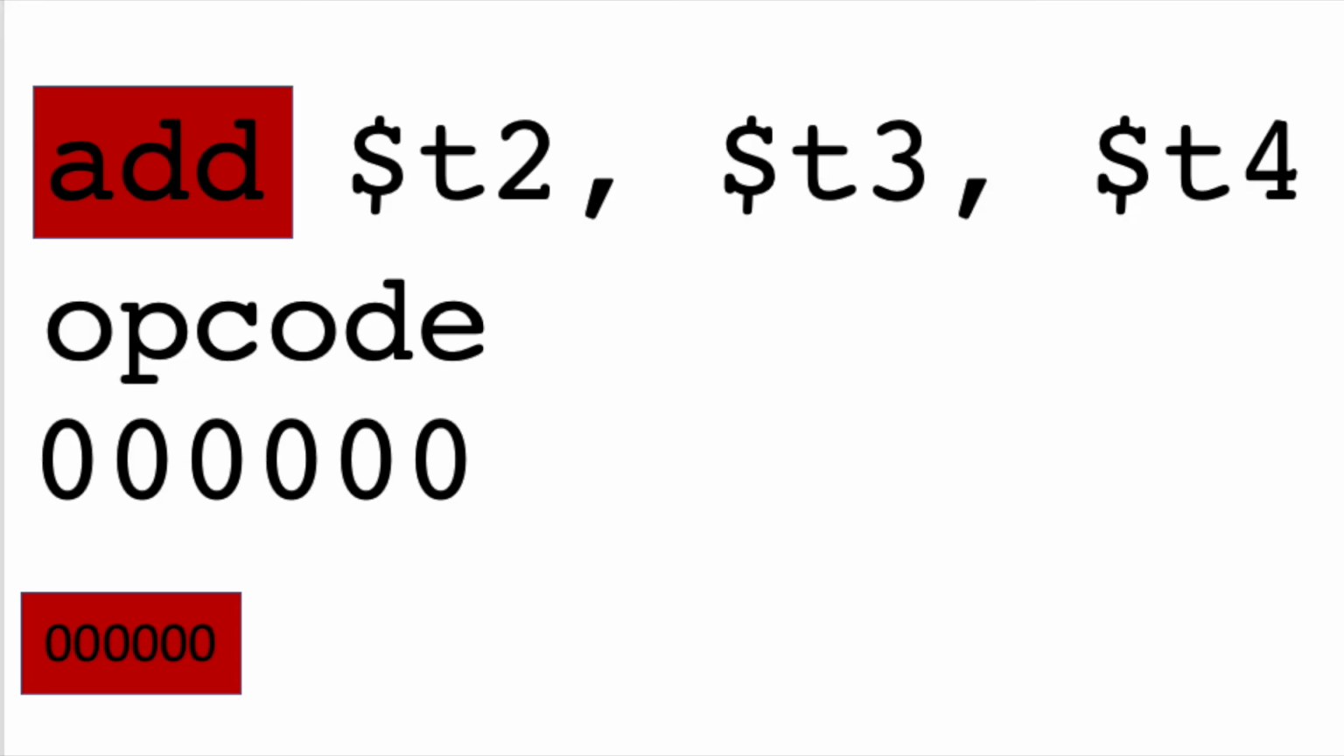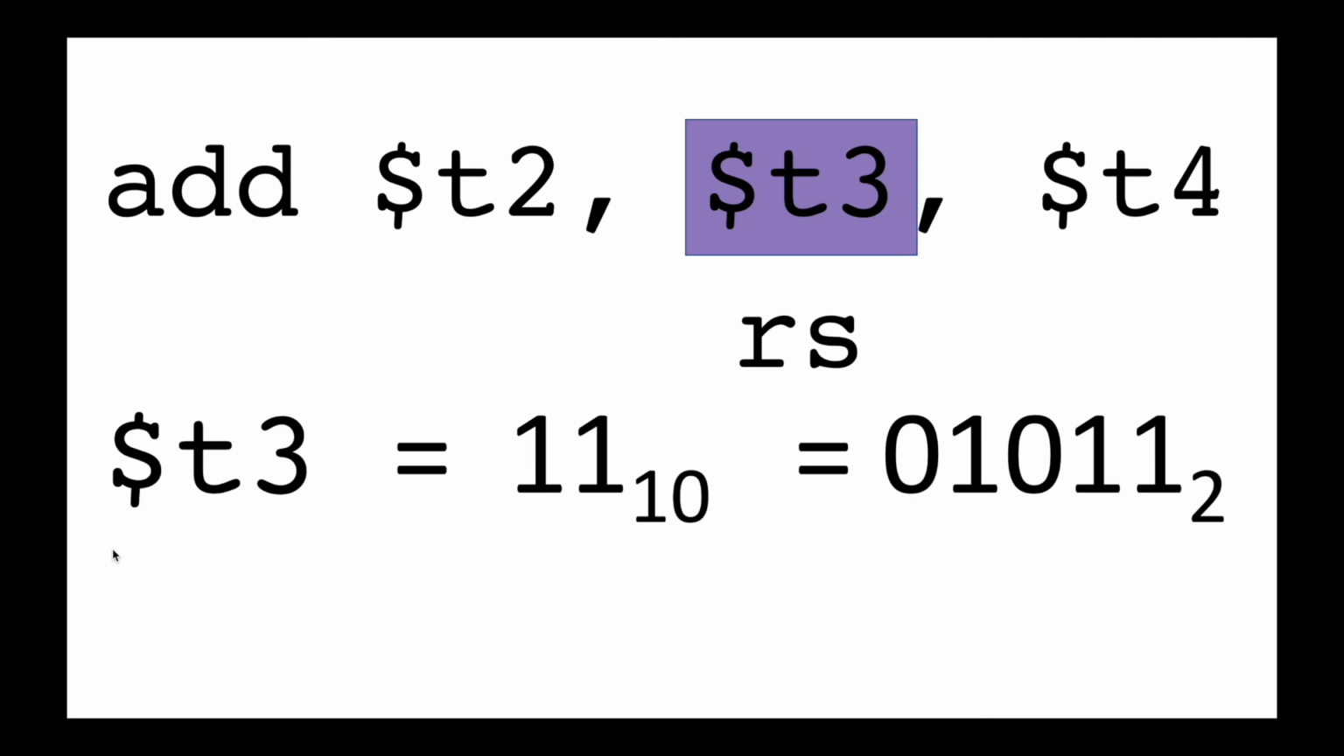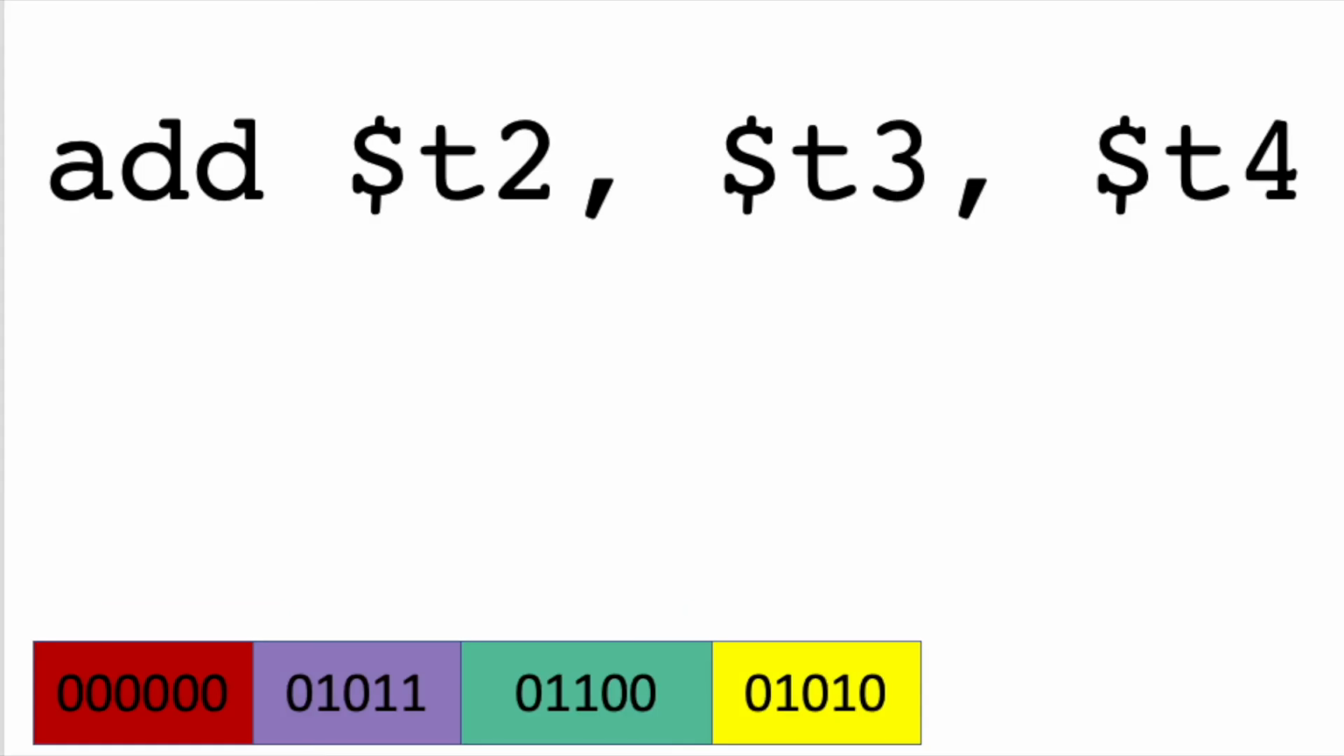Thus, an assembler instruction such as add $T2, $T3, $T4 corresponds to an opcode of 6 zeros, the binary for 10, the register $T2 being the 10th register, the binary for 11, the name of $T3, and the binary for 12, the name of the register $T4.